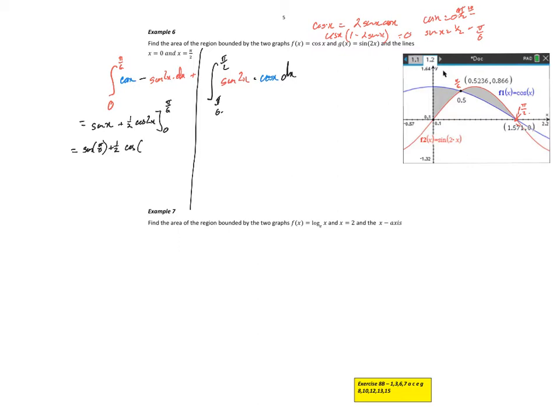cos, put pi on 6 in, I get pi on 3, minus 0 plus a half, because cos of 0 is 1. So that's a pi on 6, I get a half plus a quarter minus a half. So I get a quarter for that section.